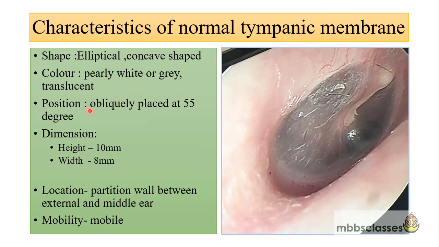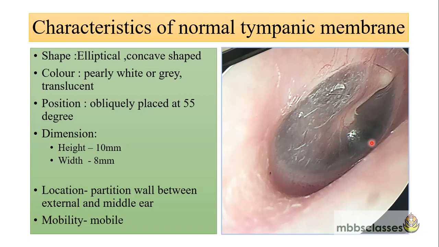Position: it has a peculiar position. It is placed obliquely at an angle of 55 degrees to the external auditory canal, in such a way that the anterior canal wall and the floor of the external auditory canal are longer than the posterior canal wall and the roof. So it is because of the obliquity of the tympanic membrane that the anterior canal wall is longer. Now coming to the dimensions, since it is elliptical, the height is approximately 10 mm and the width is around 8 mm.